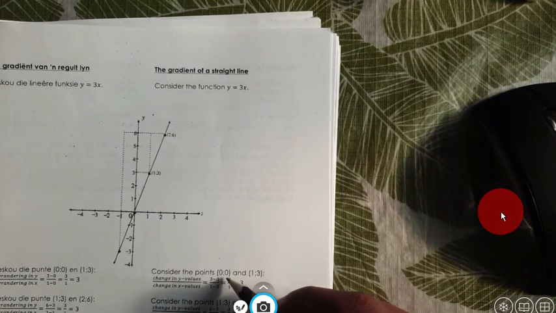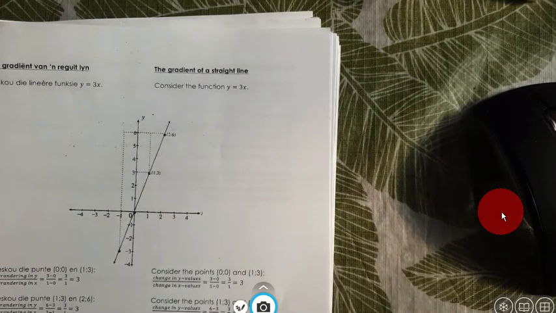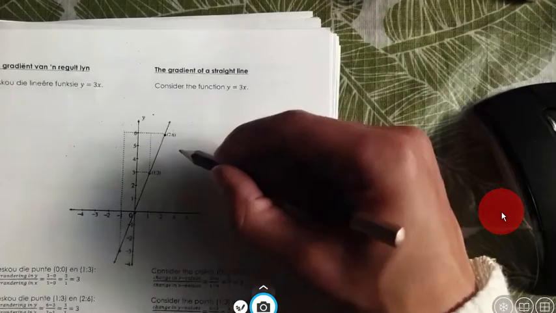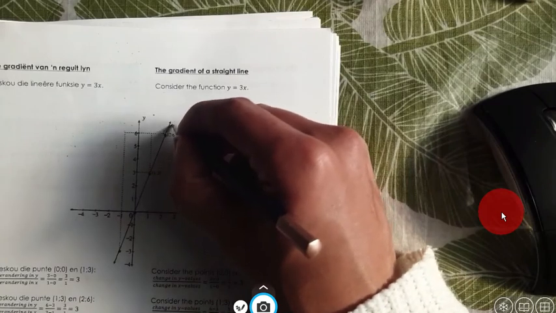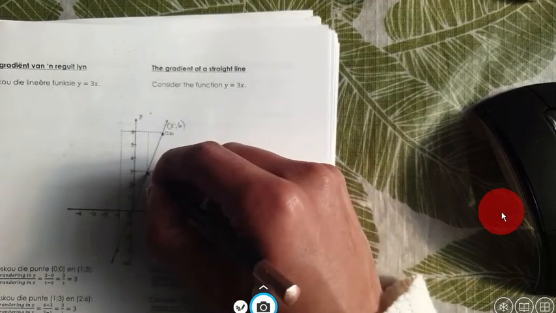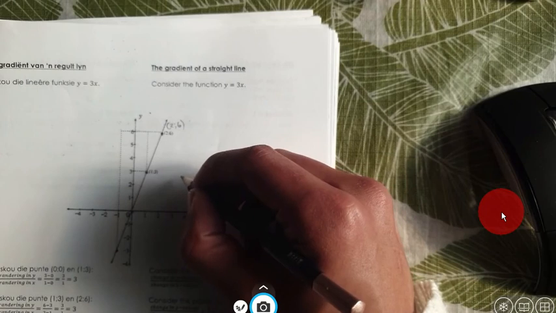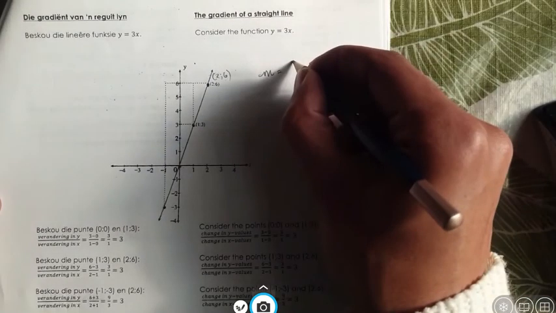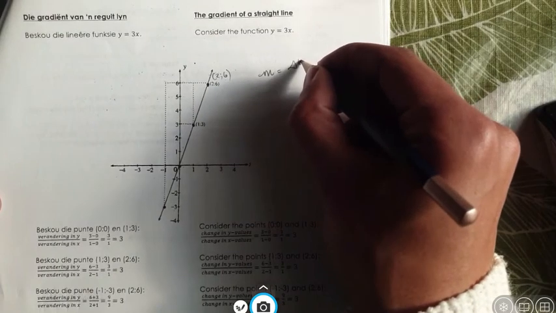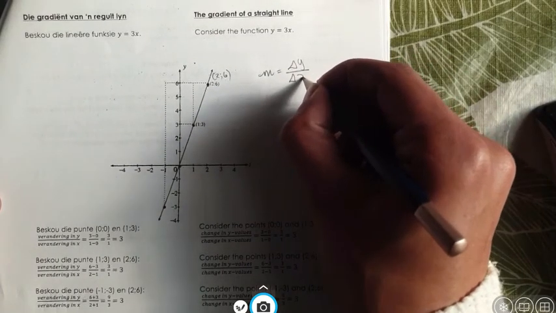Now consider the points. They have already worked out the points. Now, how do we determine the gradient of a line? We need 2 points. Alright? So I'm going to show you. Here we are given the point 2 and 6. And here we are given the point 1 and 3. So the formula for determining the gradient, and the gradient's name is m, looks like this. This means the difference in y over the difference in x.